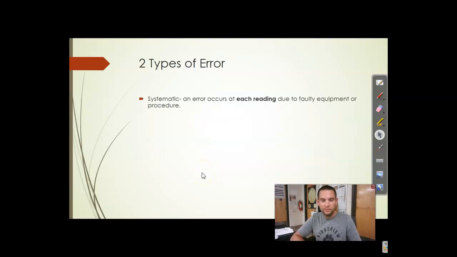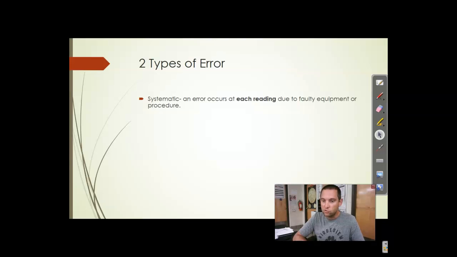All right, picking up where we left off, we're going to look at sources of error and types of error. So error in experimentation happens and it throws off our measurements. So the best way to deal with error is being able to recognize it and understanding how to limit it. So first type of error is systematic.